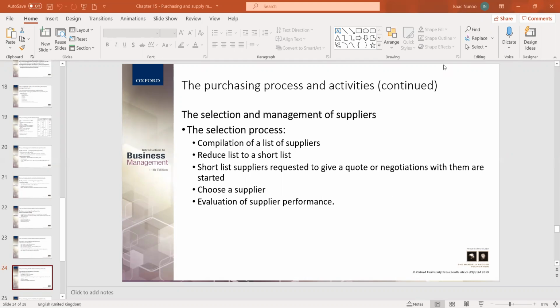In terms of the selection process, we have outlined the following steps that you, as a purchasing and supply manager, can follow in selecting the right suppliers. First, compilation of a list of suppliers. You should also be able to reduce the list to a short list. Shortlisted suppliers are requested to give a quote and negotiate with them as stated. Then you choose a supplier through the negotiation. You'll be able to know who is giving you a better offer, and then the evaluation of supply performance, whether the supplier is doing well. So these are the processes involved in selecting the right supplier.